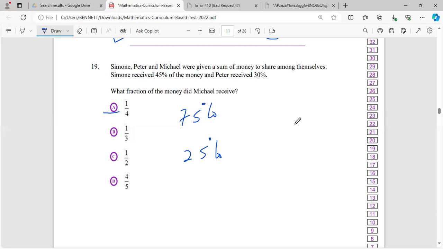So you just convert the 25%. Everybody should know how to do that. We just put it over 100 and we divide. You can use 25. 25 into itself is 1.